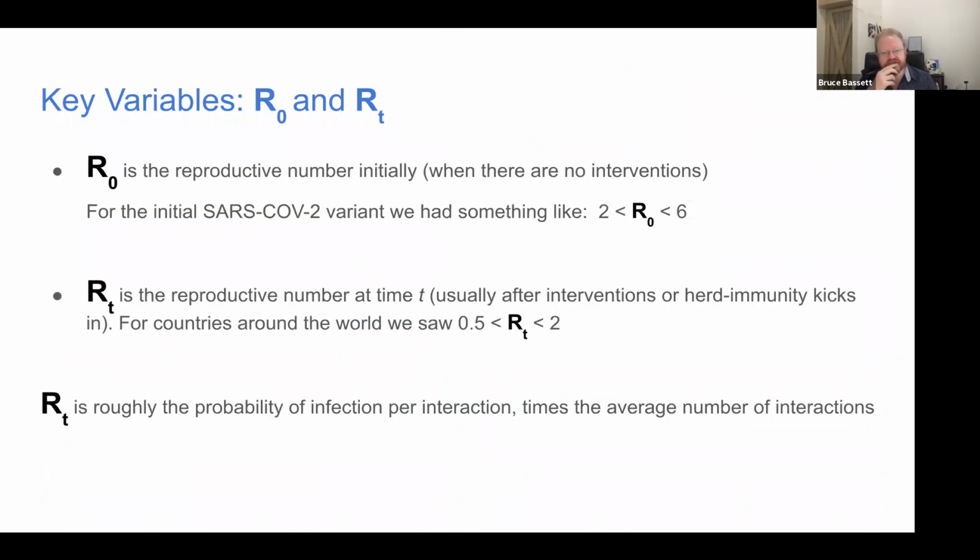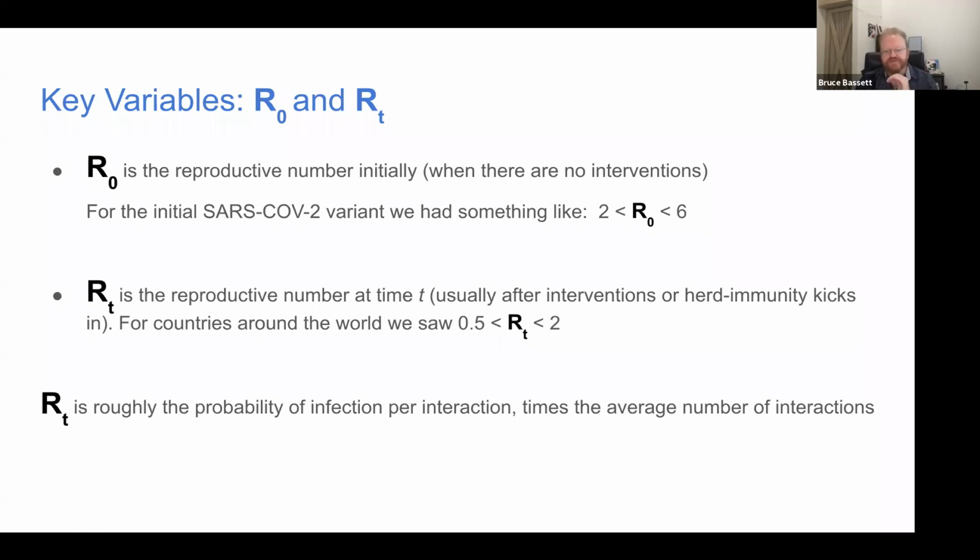To start talking about predictions, we need a couple of key variables. One of them is called R0, the other RT. This is known as the reproductive number. Essentially, R is either RT or R0; RT is simply this quantity over time, and R0 is the value initially. If RT or R0 are bigger than 1, you see an increasing number of infections. If RT or R0 are below 1, you see declining.